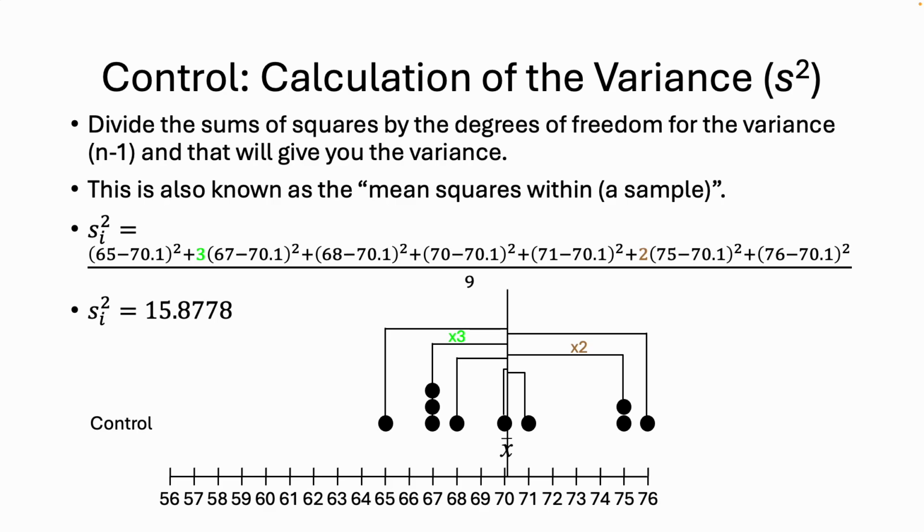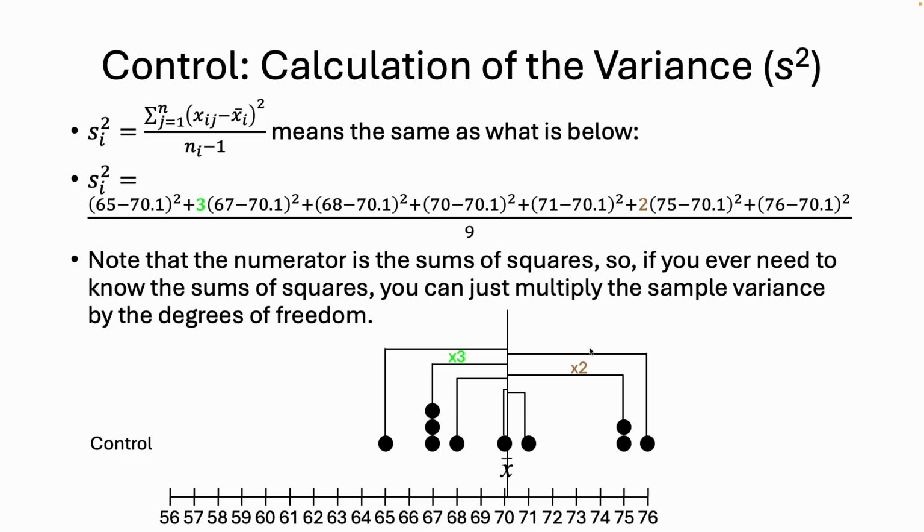And I advise you to calculate this yourself. Note that the numerator is the sums of squares, so if you ever need to know the sums of squares, you can just multiply the sample variance by the degrees of freedom, n minus 1, and it will return to you the numerator here, which is the sums of squares. So take this equation up here at the top, multiply times n minus 1, and you'll get the sums of squares.